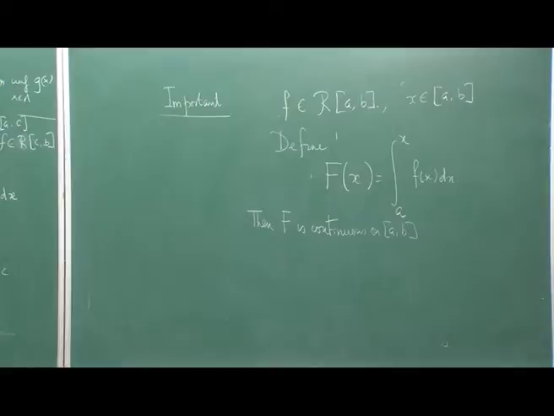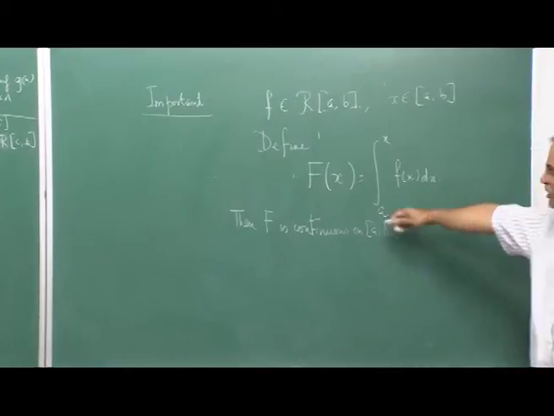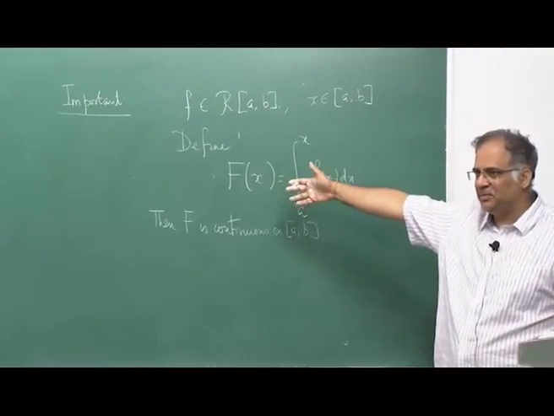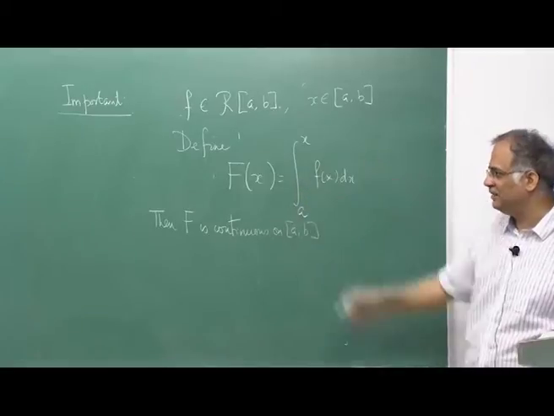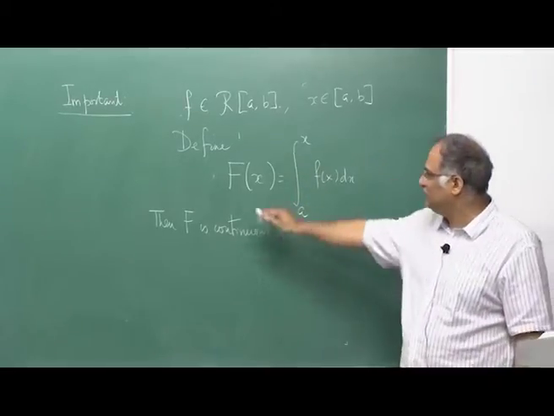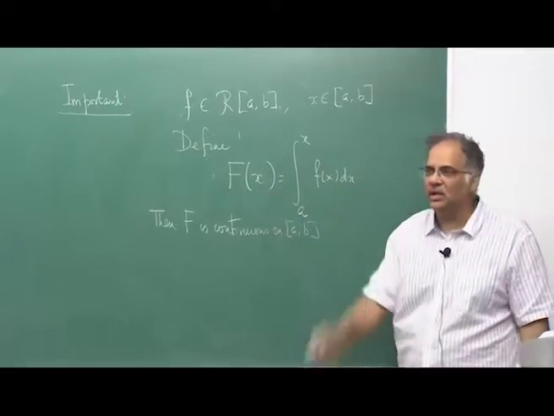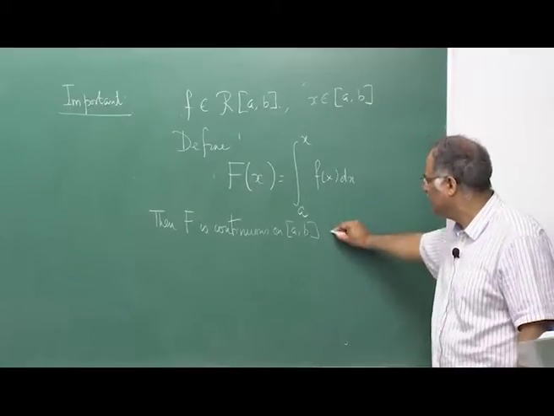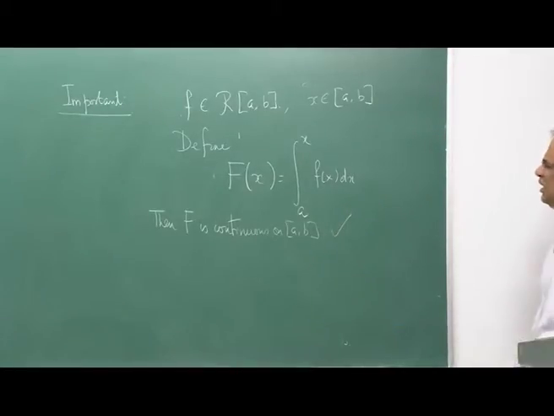This is very important because the function f need not be continuous, but the antiderivative, if you want to call it that, this one is actually a continuous function. This is something very important to keep in mind. The proof will be given in the notes. So, with this we end the class today.